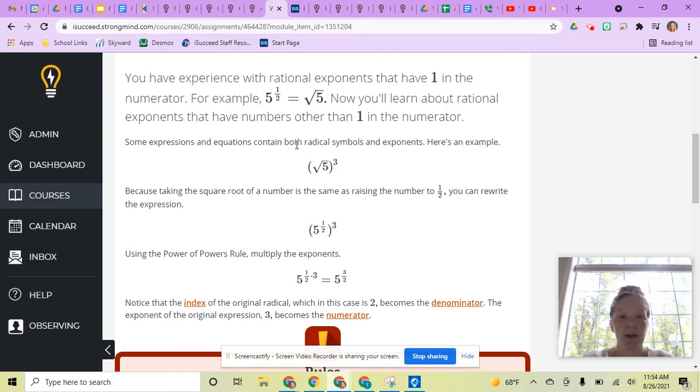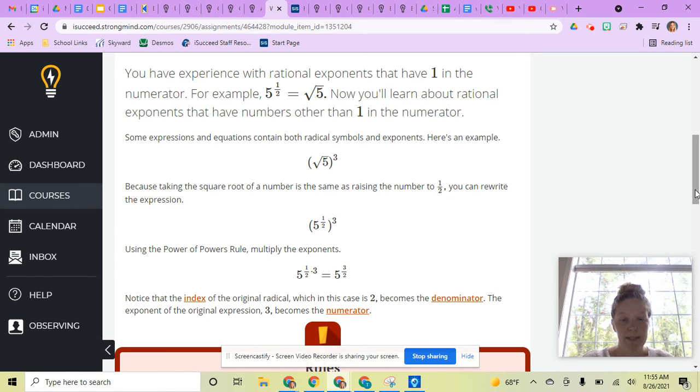Some expressions and equations can contain both radical symbols and exponents, like the square root of 5 to the 3rd power. Because taking the square root of a number is the same as raising the number to the 1/2, you can rewrite this expression. They change from square root of 5 to 5 to the 1/2. Using the powers rule, you multiply the exponents together. So this is 5 to the 3/2. Notice that the index of the original radical, in this case 2, became the denominator.